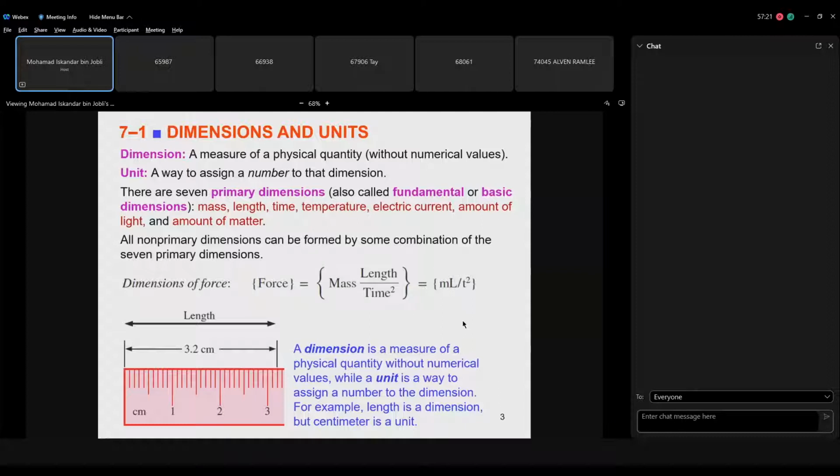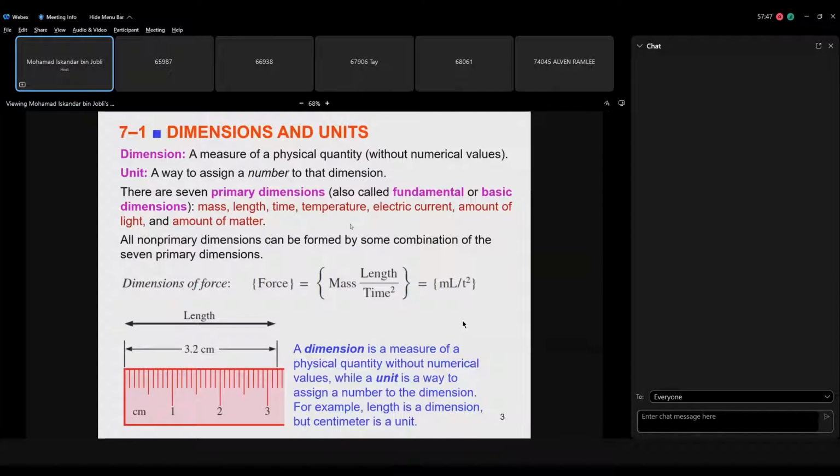Right, okay, dimensions and units. This is the definition of dimension. Dimension is the measure of physical quantity without numerical values. Unit is a way to assign number to the dimension. You know what, fellas?